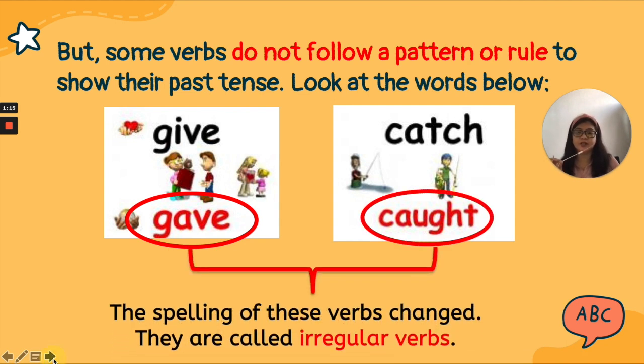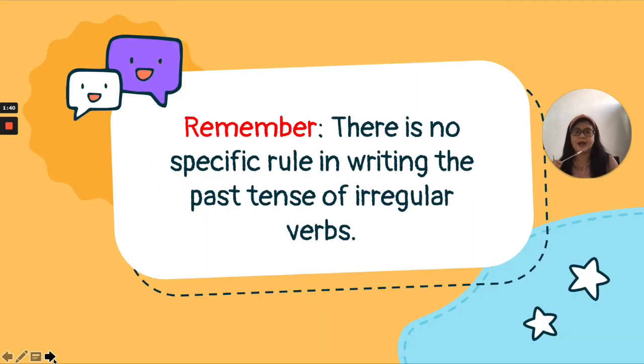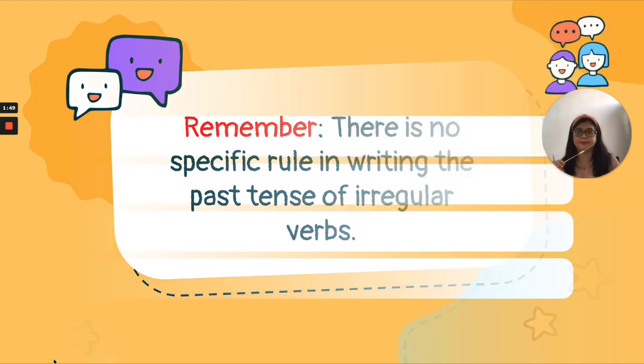Now here are the verbs that we call irregular verbs. The spelling of these verbs changed. They are called irregular verbs. Okay? Now we do not have a certain rule on how to figure out which verb is an irregular verb or which verb follows a certain pattern or rule in writing it in past tense. So there's no specific rule in writing the past tense of irregular verbs. You just have to remember them. You just have to be familiar with them.